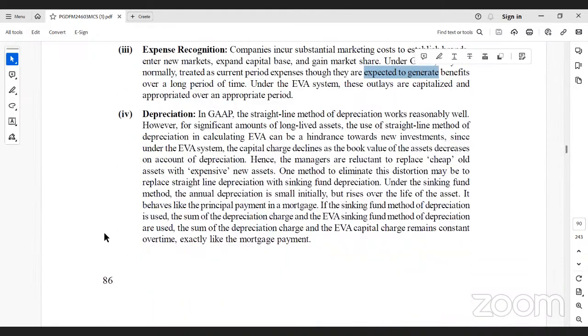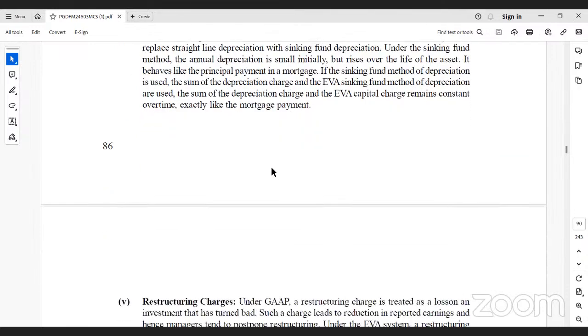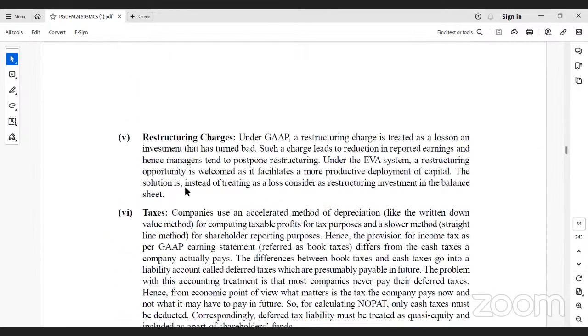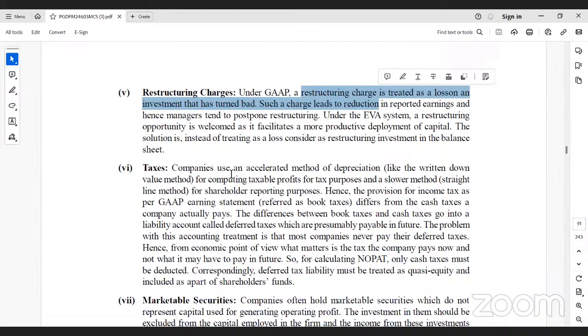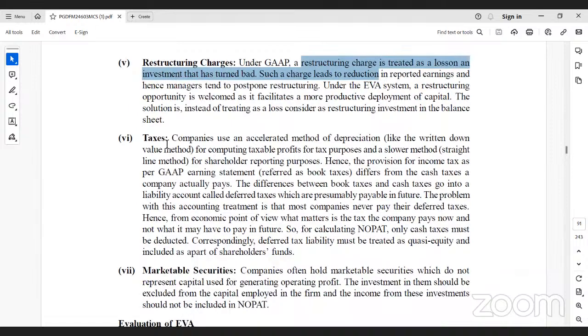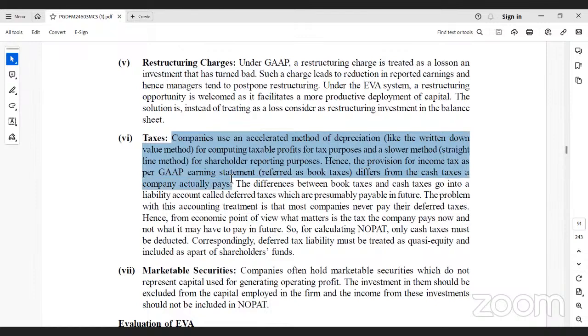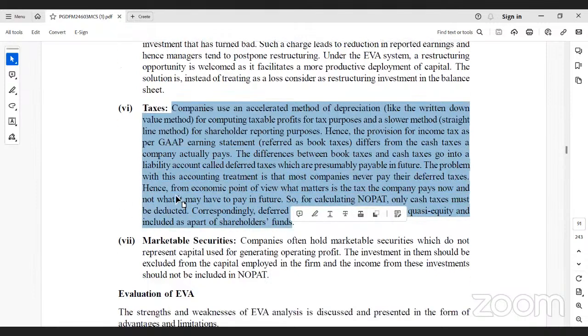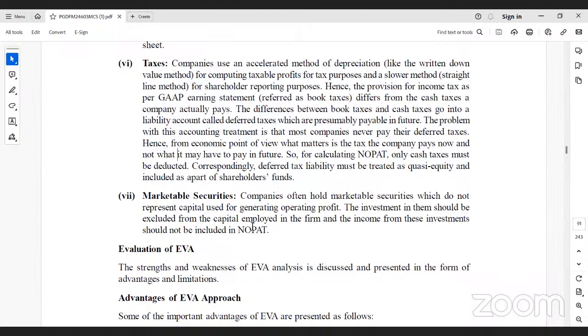So depreciation is also one of these very important concepts in the various kinds of investment decision-making processes. So it's restructuring the charges. The firm has to restructure their investments. The charge is treated as a loss for the investment that has turned very bad. Taxes also play a very important role. The company may accelerate depreciation, which also shows the tax exemption and marketable securities.